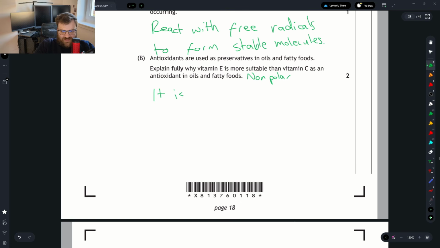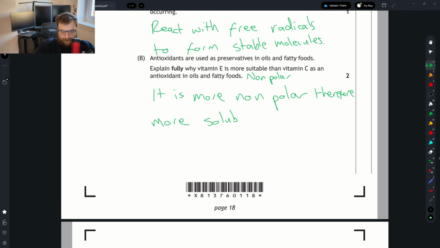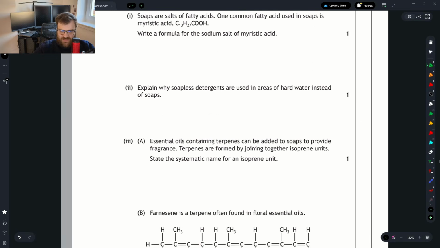It is more non-polar, therefore more soluble in oils. What I'd go for there.